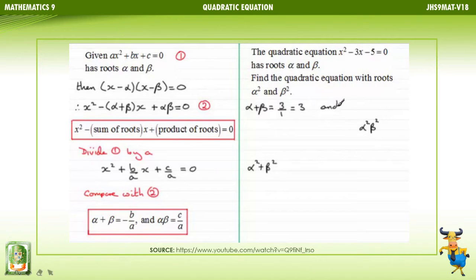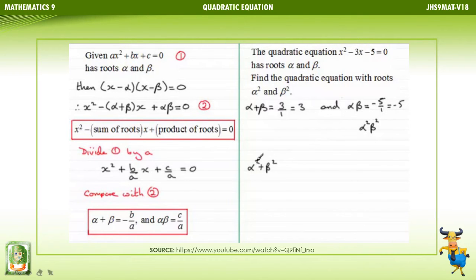And we can also get the product of the roots, alpha beta. We know that alpha beta equals c divided by a, so in other words minus 5 divided by 1, and that's going to give us minus 5.